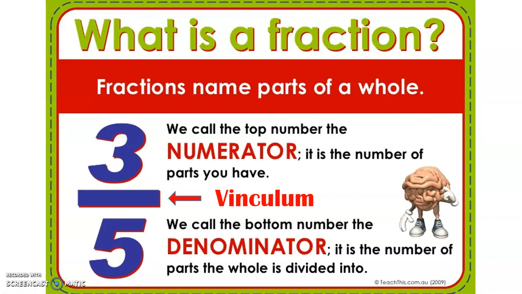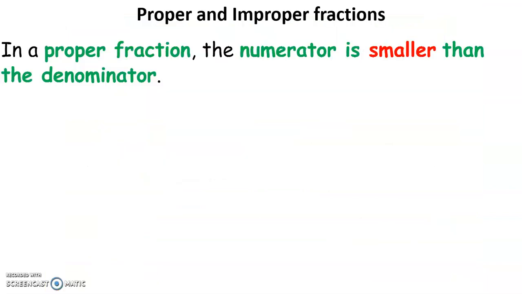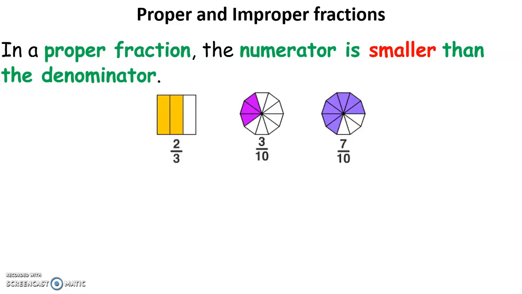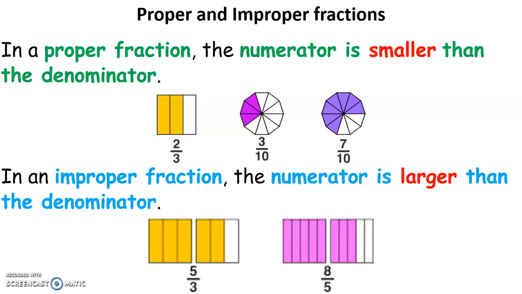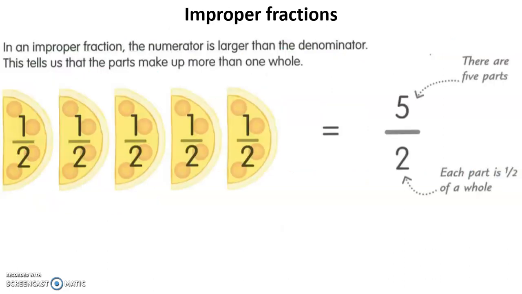So a quick recap again on fractions. We've got 3/5 or 3 parts out of 5. 3 is our numerator and 5 is our denominator. Another quick recap for us, our proper and improper fractions. So a proper fraction is when the numerator is smaller than the denominator. So this is just a quick revision from our last lesson. An improper fraction is when the numerator is larger than the denominator. So this is just a quick recap from our last lesson.